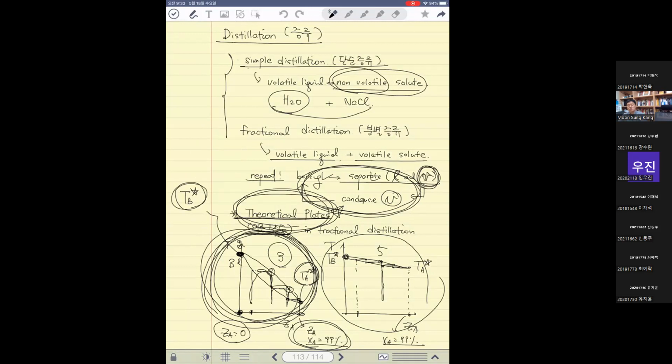Overall, you should design all the plants, and you should design how many cycles of distillation it should follow, right? So that's going to be a very important topic later, maybe next year. And that was theoretical plate, right?